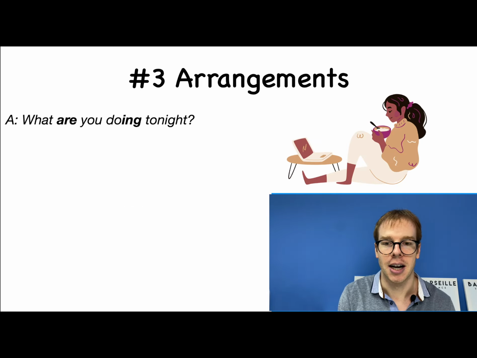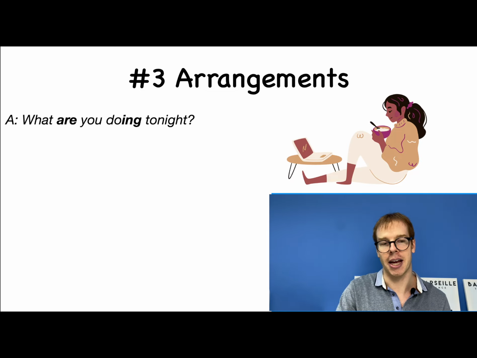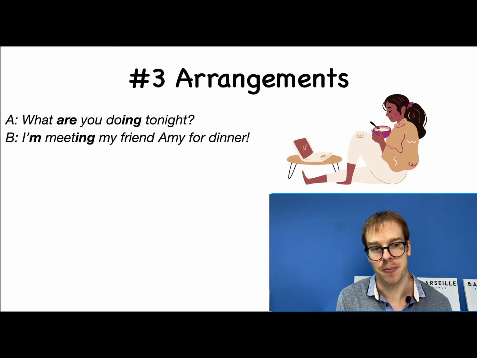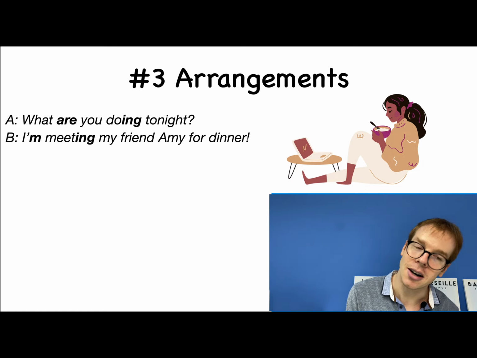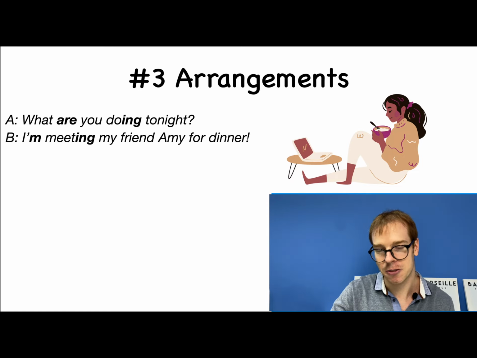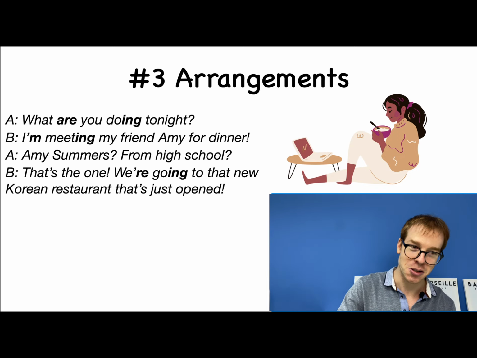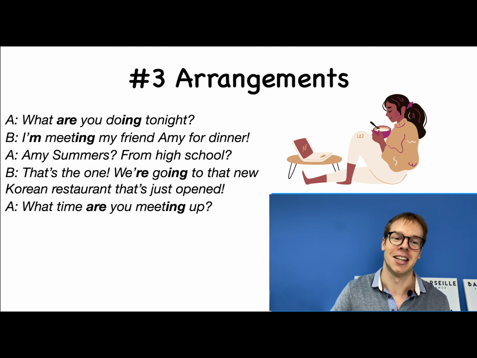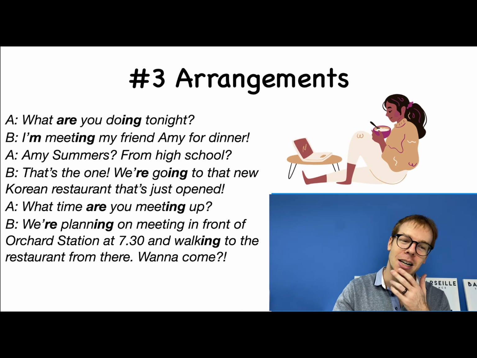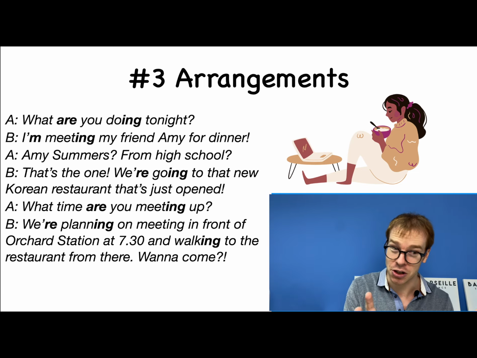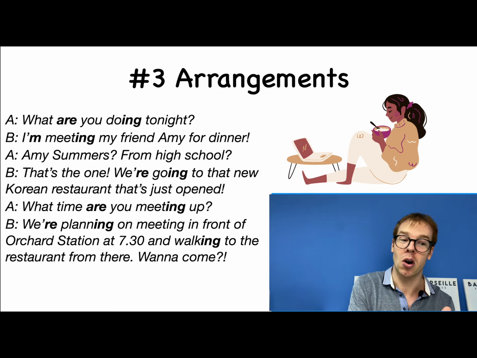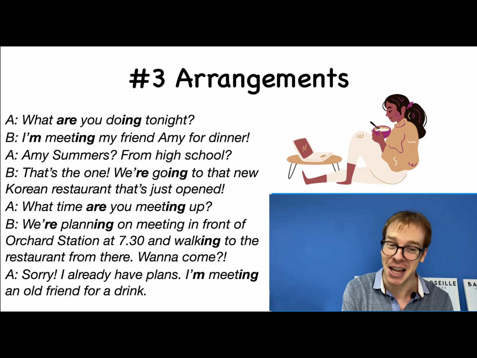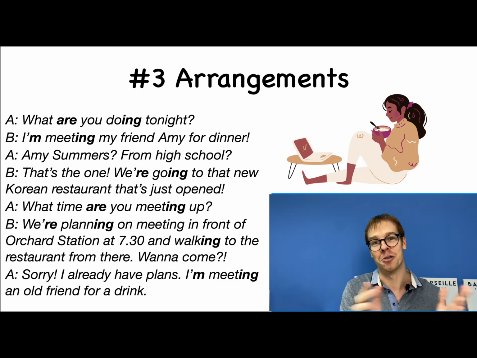So I'm going to see for my conversation again, you can see their arrangements. If I say, what are you doing tonight? Oh, I'm meeting my friend Amy for dinner. Amy Summers from high school? That's the one. We're going to that new Korean restaurant that just opened. What time are you meeting up? Well, we're planning on meeting in front of Orchard Station at 7:30 and walking to the restaurant from there. You want to come? Sorry, I already have plans. I'm meeting an old friend for a drink.